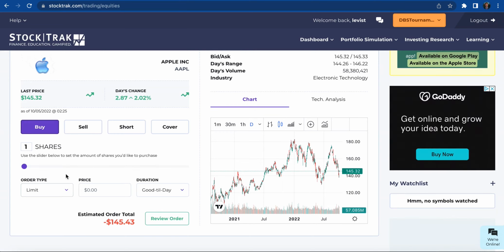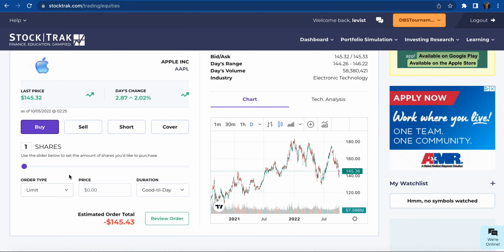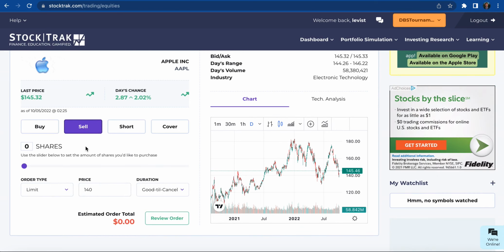What a limit order does if you're buying a stock is that it allows you to set the maximum price that you're willing to pay. So if I see that Apple stock is currently trading at 145.32 and I want to buy Apple, but I want to wait for its price to drop a little, I can set my limit price at, let's say, $140 per share. So remember, when you're using a limit buy order, you're trying to maximize your profit by setting the maximum amount you're willing to pay for a stock.